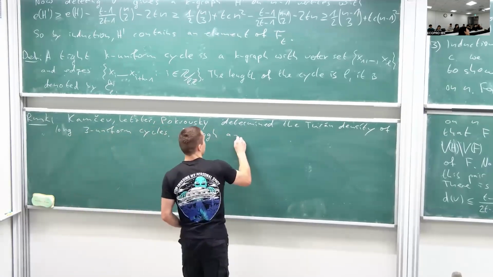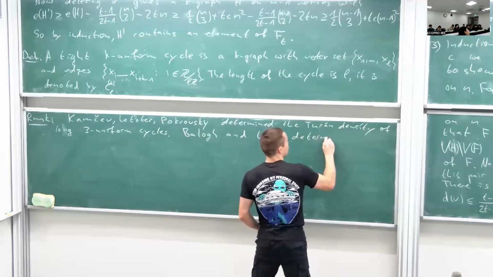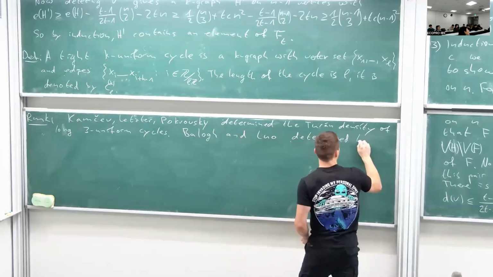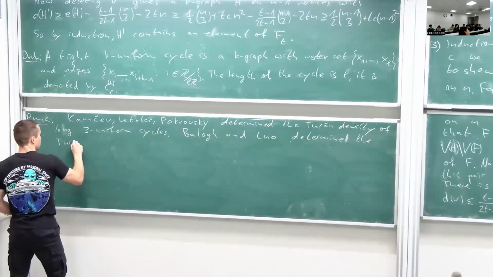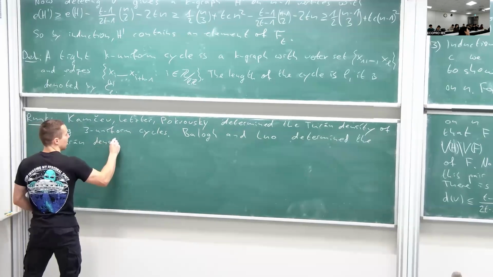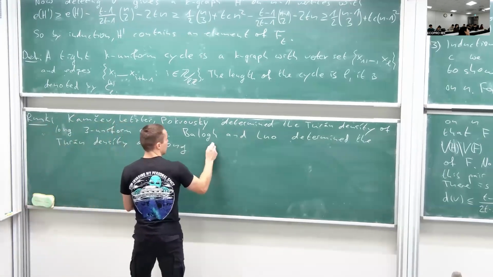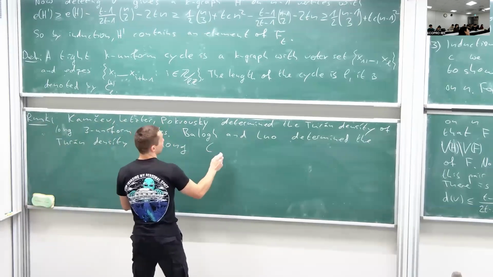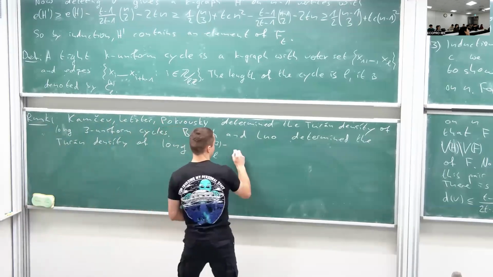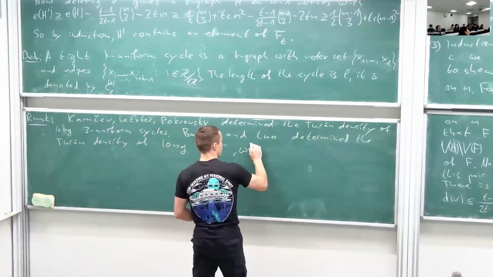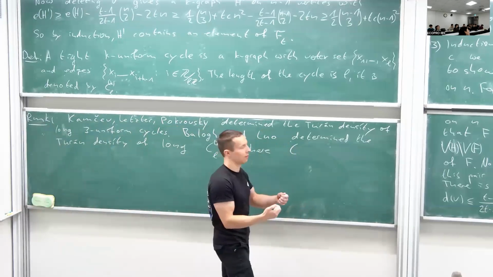And Bannock and Luo determined the determinacy of long C B L minus, where this minus just means that we delete one edge from the set.